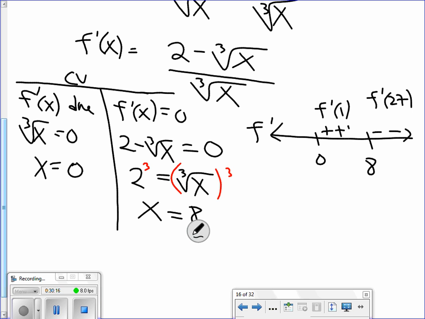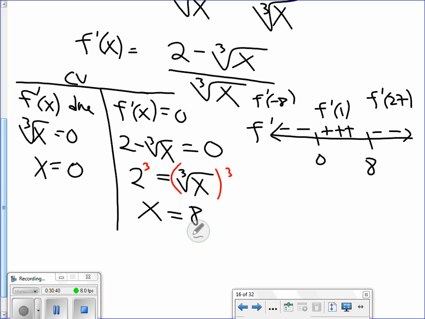All right. Give me a perfect cube that's negative. Negative 8? Okay. Cube root of negative 8 is negative 2, so the denominator is negative. 2 minus negative 2, that's positive 4. So positive over negative, negative.